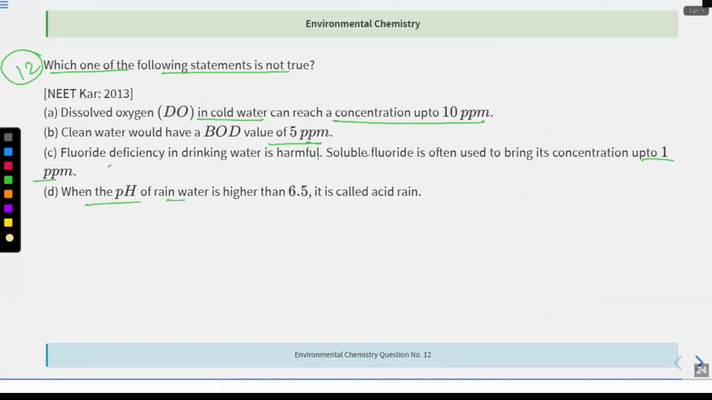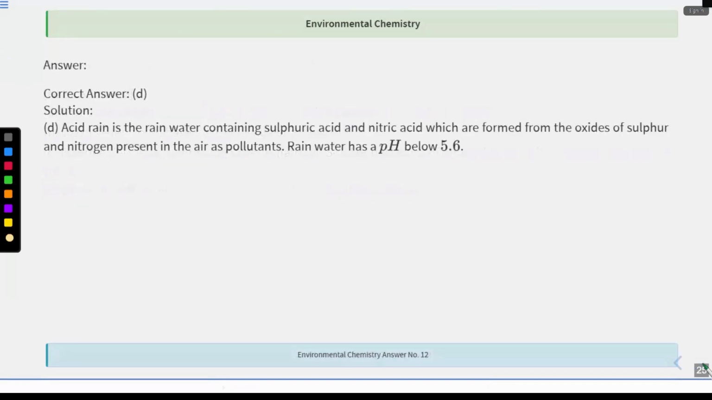So when the pH of rainwater is higher than 6.5, this is called acid rain. First thing, it should be below 7, not 6.5, but 6.5 can also work. Acid rain contains sulfuric acid and nitric acid, which are formed when the oxides of sulfur and nitrogen are present in the air as pollutants. So rainwater has a pH below 5.6. First thing, below 7, since 7 is neutral.